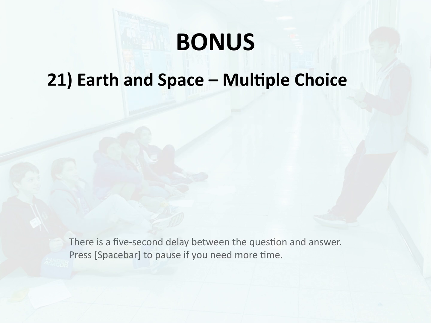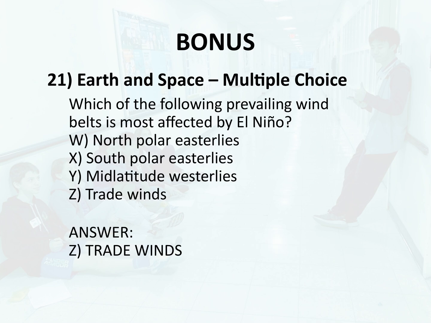Bonus 21. Earth and space, multiple choice. Which of the following prevailing wind belts is most affected by El Niño? W. North polar easterlies. X. South polar easterlies. Y. Mid-latitude westerlies. Z. Trade winds. Answer: Z. Trade winds.